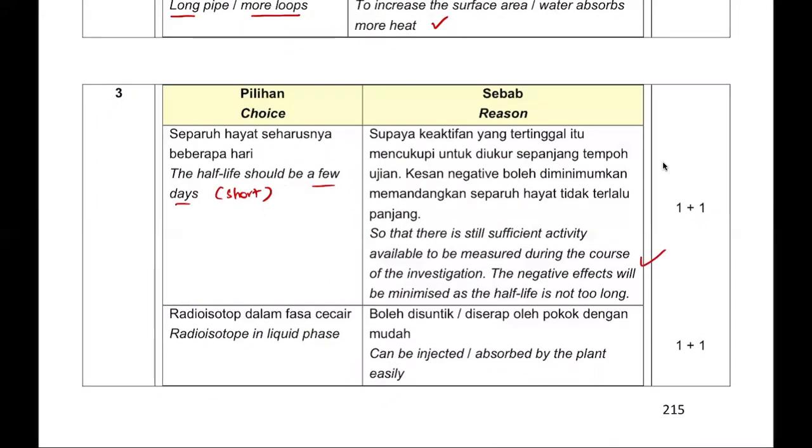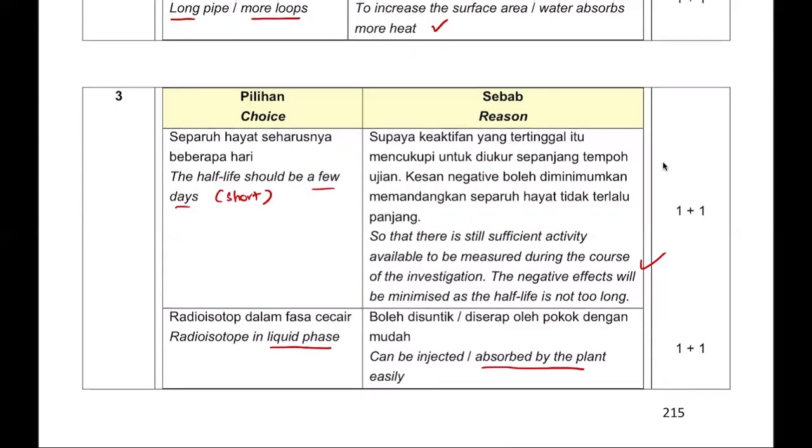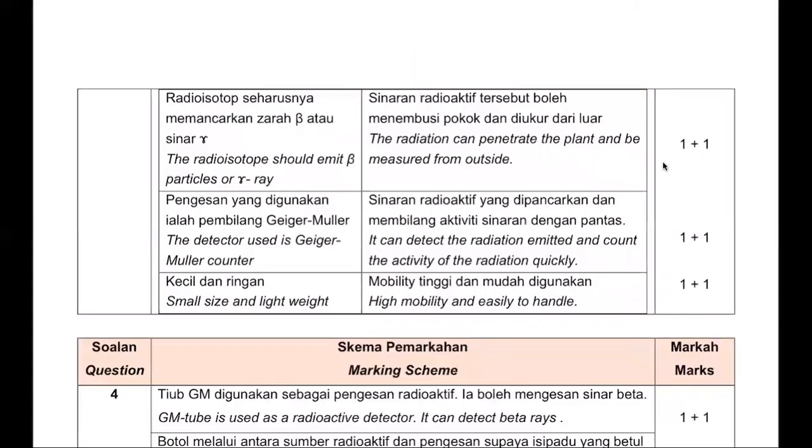Radioisotope in liquid phase, easily absorbed by the plant. Then it should emit either beta particles or gamma radiation, so that it can penetrate the plant and be measured from outside. The detector used is a Geiger-Müller counter, or you can also write it as GM counter. It can detect the radiation emitted and count the activity of the radiation quickly.